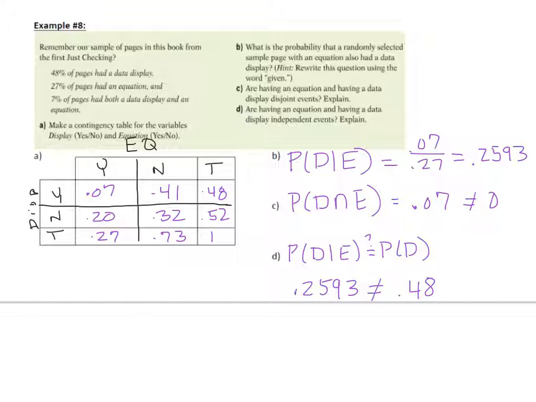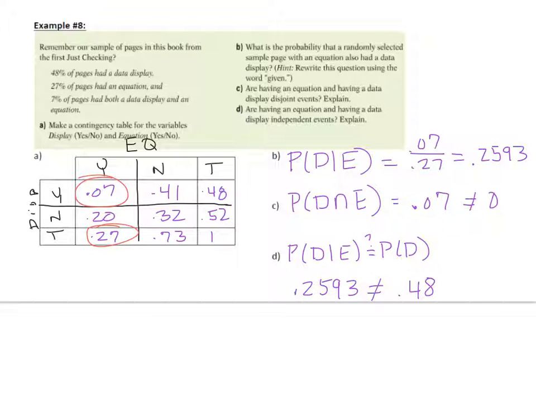For the conditional in part B, probability of display given equation would be display and equation, which is 0.07 from right here in the table, divided by the probability of an equation, and the probability of the equation was just 0.27. So 0.07 divided by 0.27 gives you a 0.2593.